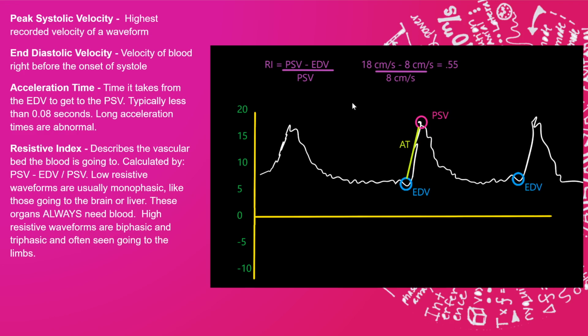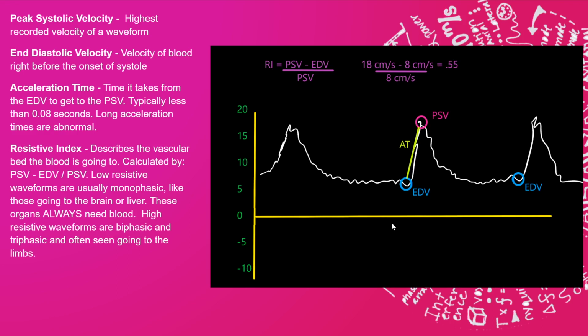So low resistive waveforms are typically monophasic and will get a lower resistive index calculation. High resistive waveforms are going to have a resistive index of like 0.9 or 1. If you think about it, you have your PSV, and technically your end diastolic is 0. So you have PSV minus 0 divided by PSV equals 1. And so that's why our high resistive indices are typically in that 0.91 range.